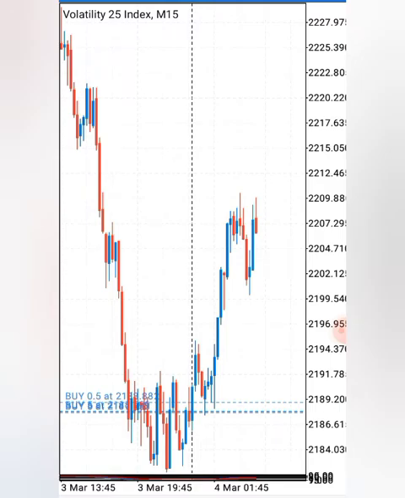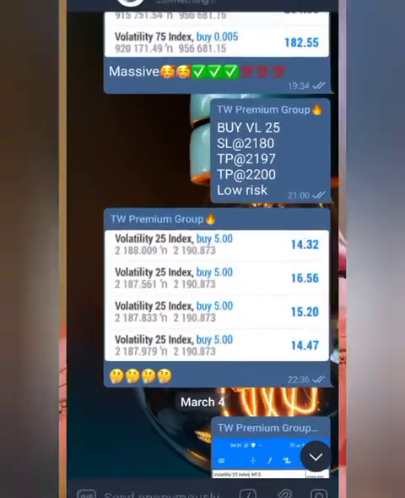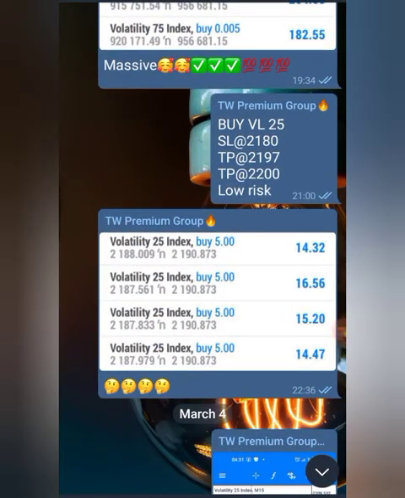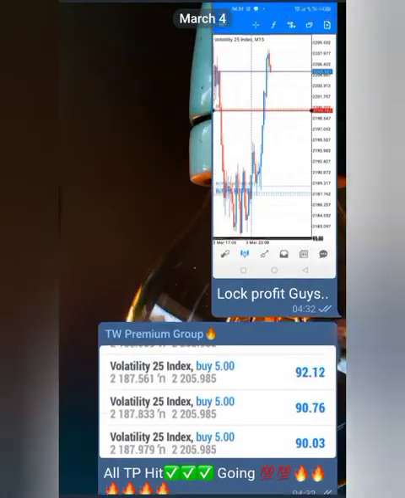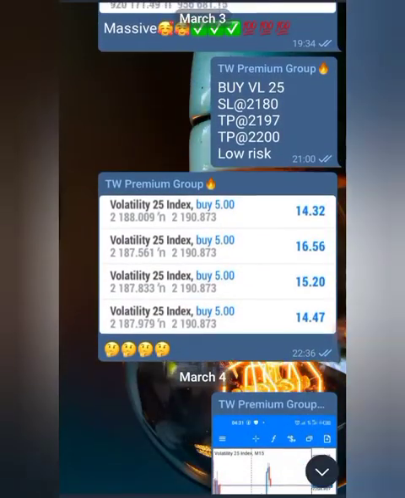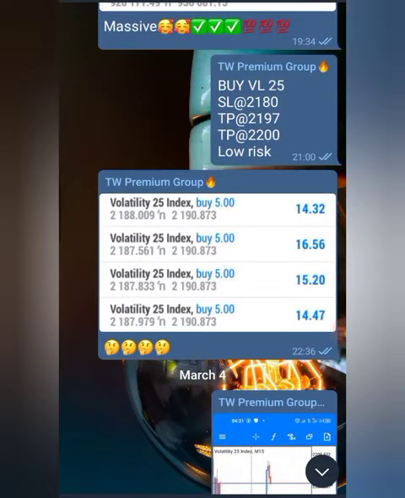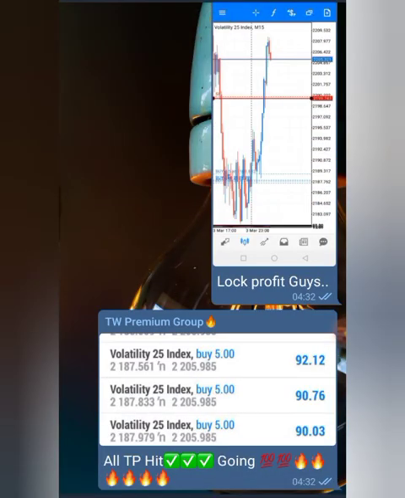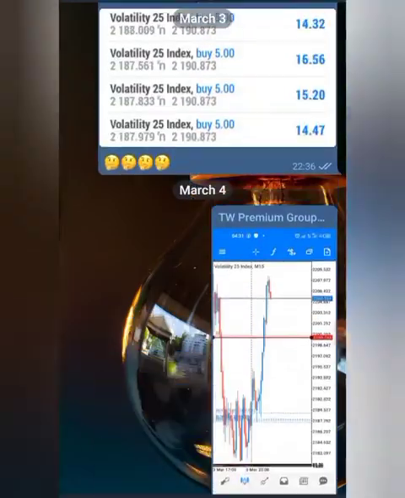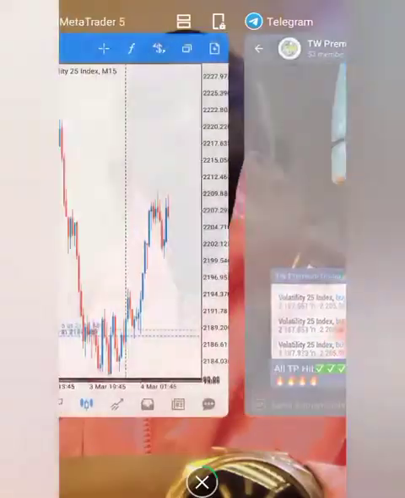Before we do that, guys, the trade that you're seeing on my screen, we're currently milking it. It was a signal that I dropped around 9 p.m., and now it is 6 a.m. So we've been following the markets till this morning. Back to business, guys.